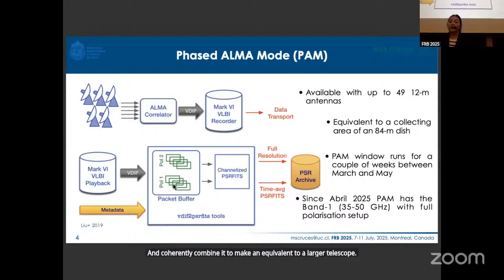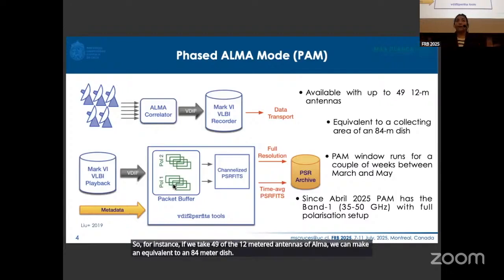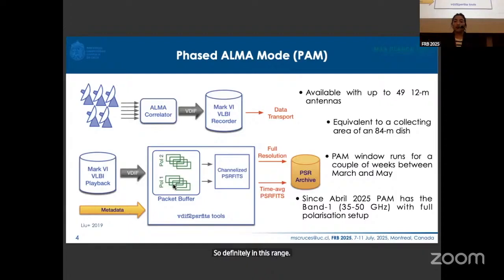So for instance, if we take 49 of the 12-meter antennas of ALMA, we can make an equivalent to an 84-meter dish. So definitely in this range, there is nothing more sensitive than phased ALMA. Now, for the ones that have worked with ALMA, you know that it's 50 12-meter antennas for the large array, but in reality, you need to leave one antenna behind as the reference point.